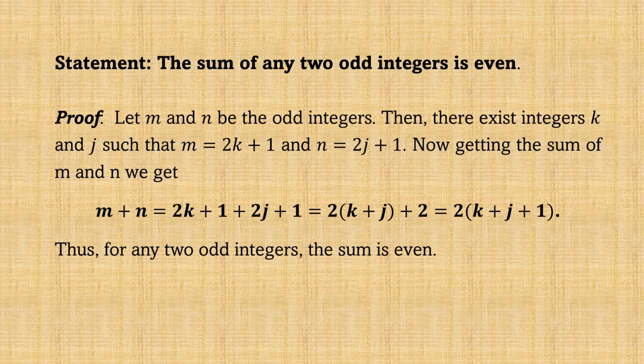Since 2k and 2j have a common factor, we could have 2 outside the quantity of the sum of k plus j. Since the expression has 2 as a common factor of the terms, we have 2 times the quantity k plus j plus 1. Hence, the expression is even. Thus, for any two odd integers, the sum is even.